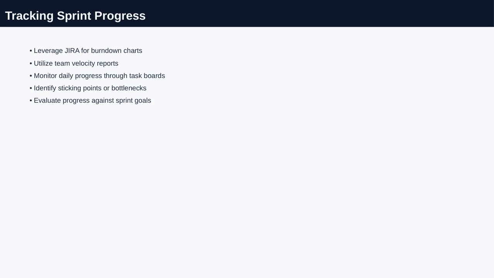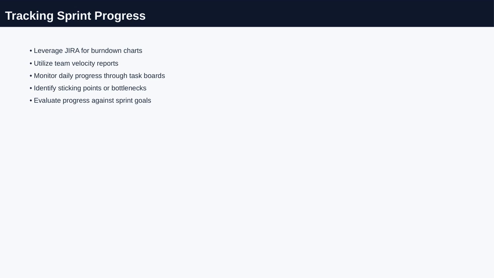To keep our sprint on track, we use several tools and techniques within Jira. Burndown charts help us visualize how much work remains over time, giving a clear picture of our progress. Team velocity reports show us how much work the team typically completes in a sprint, which helps in forecasting and planning future work. We also monitor daily progress using task boards, where each task moves through different stages, making it easy to spot any delays or issues.